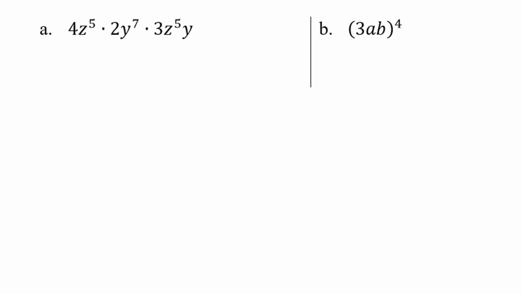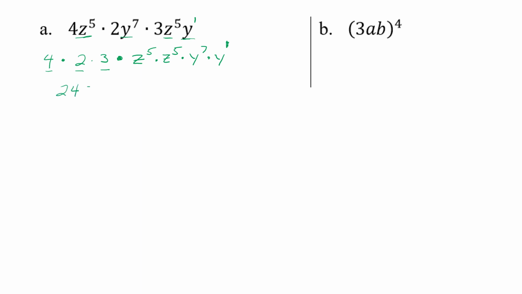Okay, we're doing a product to a power. So I'm going to arrange my coefficients. So this is going to be 4 times 2 times 3, okay? And then I see a z and a y, and a z and a y. So I'm going to do my z's first, I guess. So z to the fifth times z to the fifth times y to the seventh times y to the first. So what do we get? 4 times 2 times 3, that's what? 24.